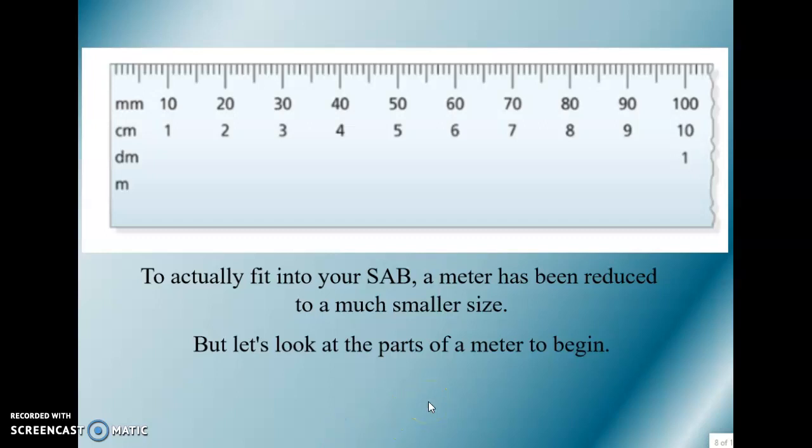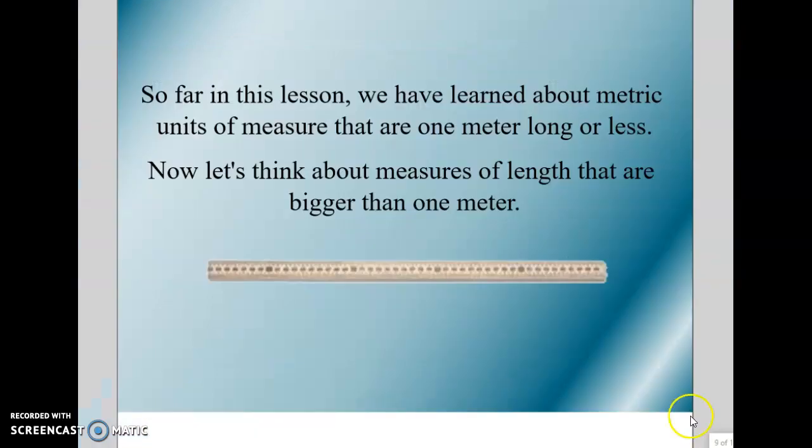Since our meter stick is too big to put into your student activity book at school, they gave you a picture of what it would look like if they could reduce it down to equal 1 meter stick inside of your book. Okay, now what I want you to do today is we're going to stop right here. I want you to get on Compass and do one lesson called Metric Units of Length. Very simple lesson, just to practice reading centimeters, because that's the typical measure that we use based on a meter. Remember, in that picture of a meter, there are 100 centimeters. So get on Compass and do the lesson called Metric Units of Length.